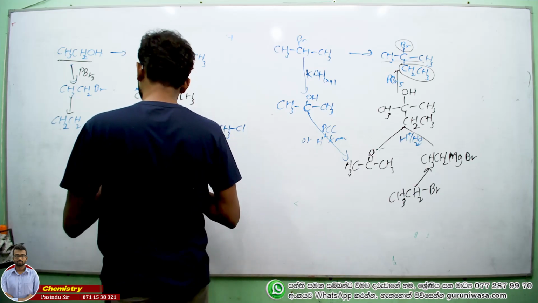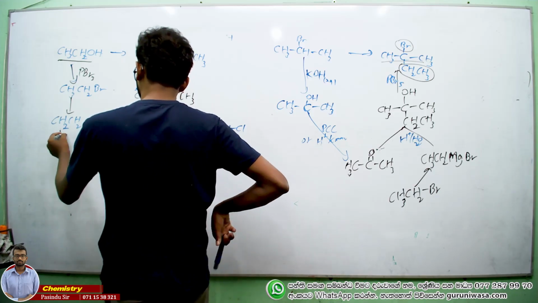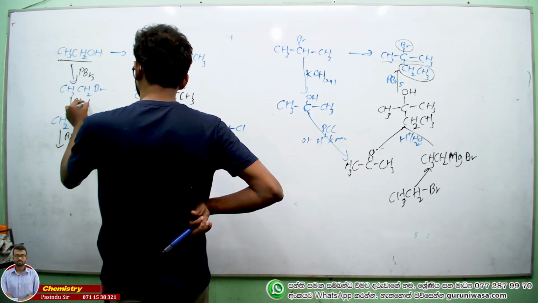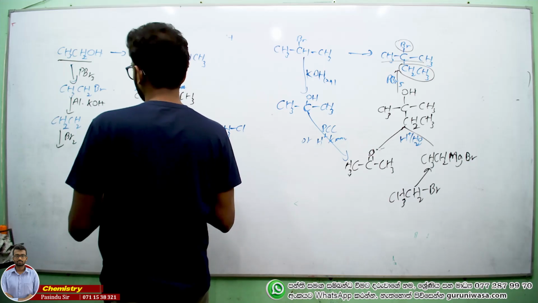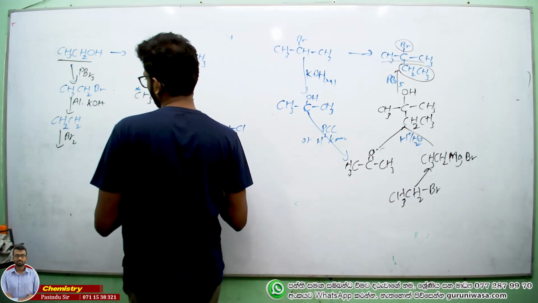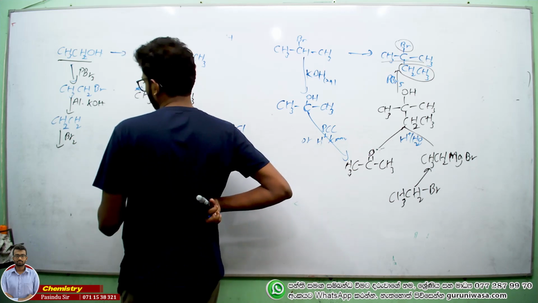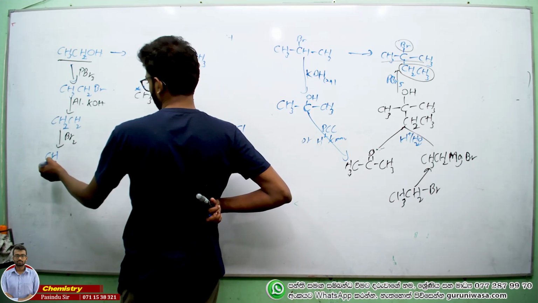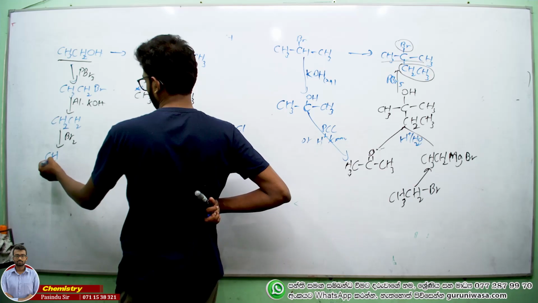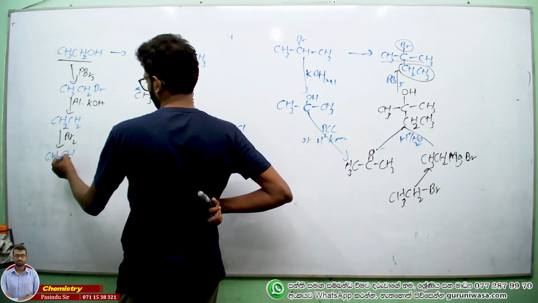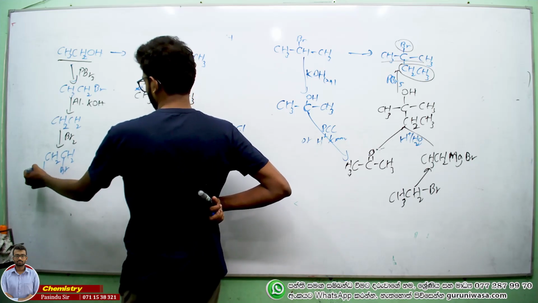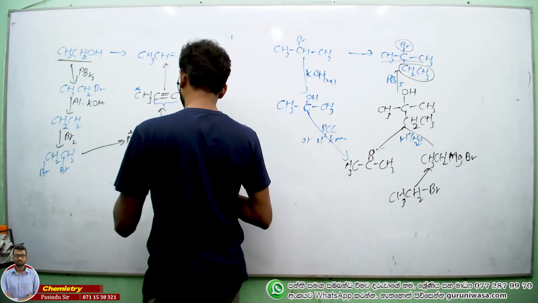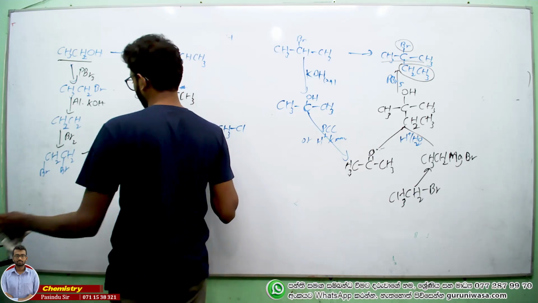and then add Br2, alcoholic KOH, sorry, alcoholic KOH name, then it has to be, and then easily get this. Not yet, there's another step.